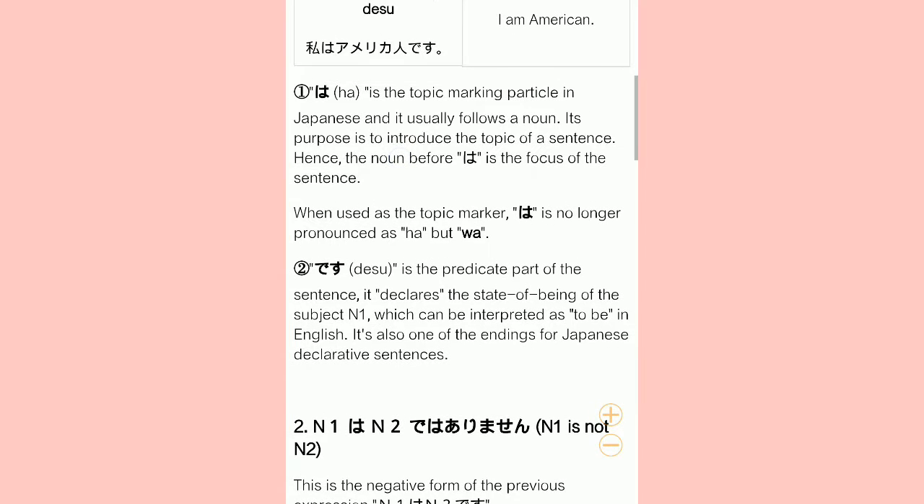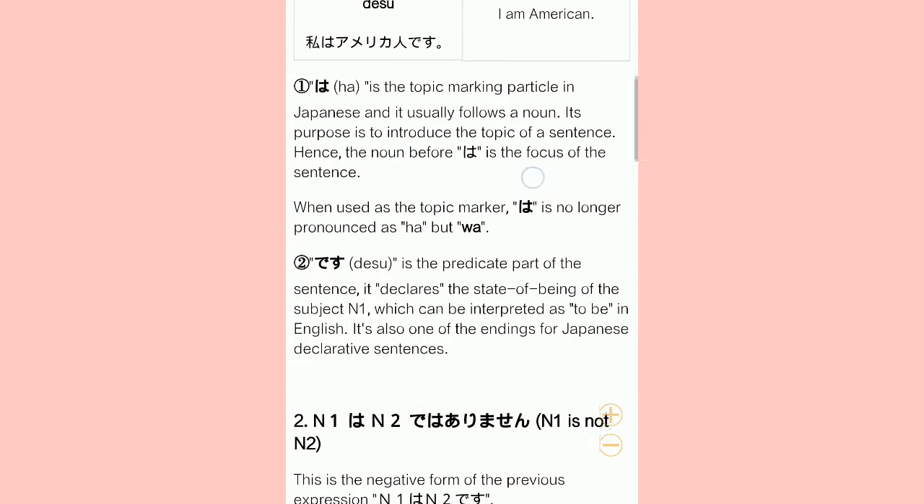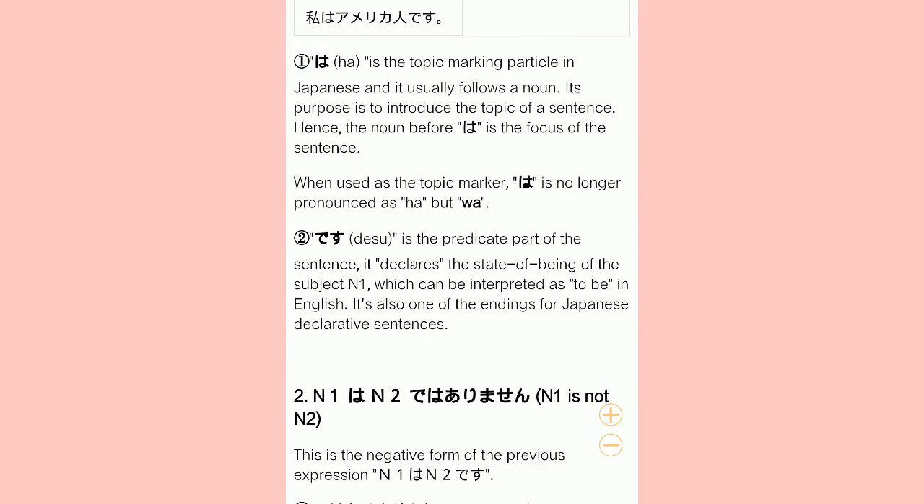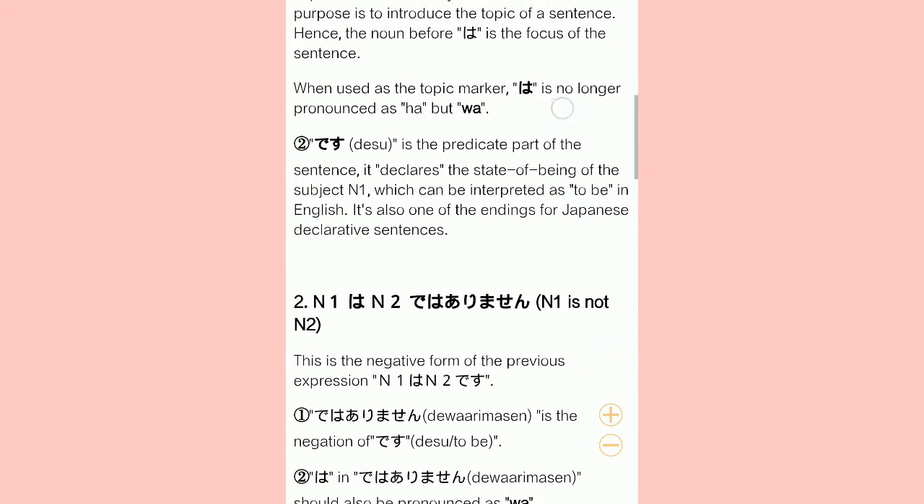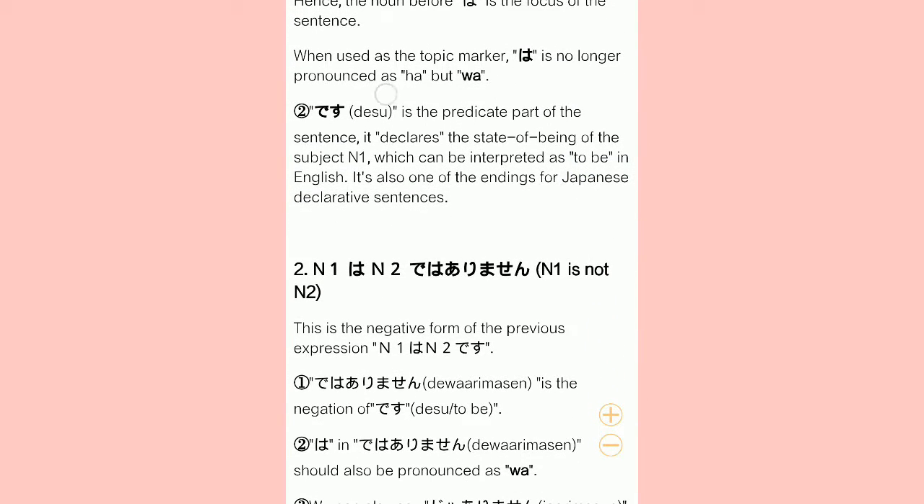Wa is a topic marking particle in Japanese. It's usually placed after a noun. Its purpose is to introduce the topic of the sentence. Then the noun followed by wa is the focus of the sentence. When it is used as a topic particle, it's not pronounced as ha, but wa. Watashi wa, not watashi ha. Okay, you know what I mean?